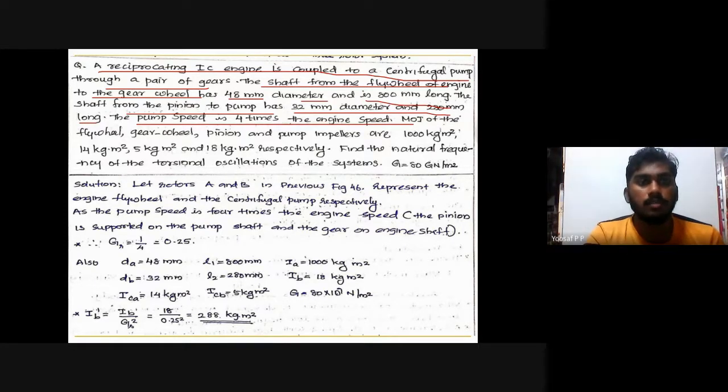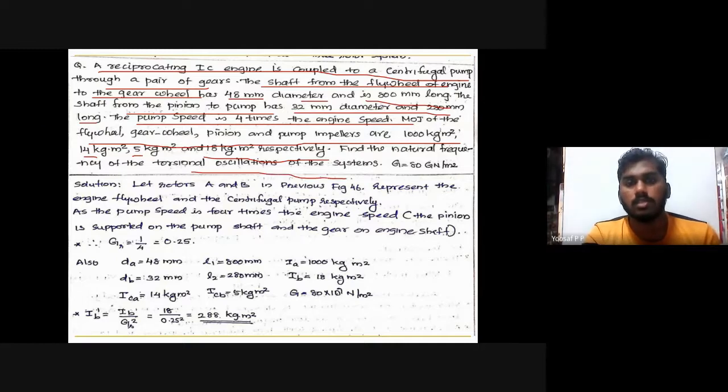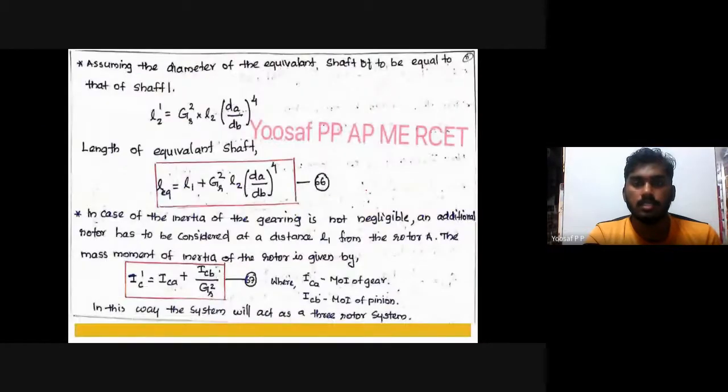Moments of inertia of the flywheel, gear wheel, pinion and pump impellers are 1000 kg m², 14, 5 and 18 kg m² respectively. Find the natural frequency of torsional oscillation of the system. G is 80 GN/m². Let the rotors be A and B. For the solution, see the previous figure, that is 46.